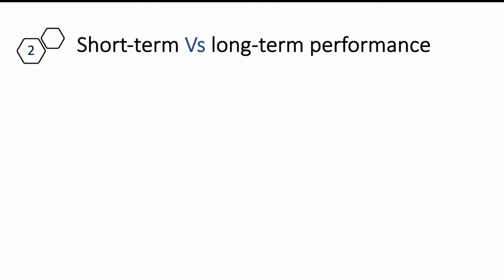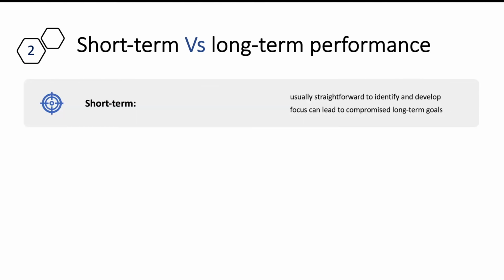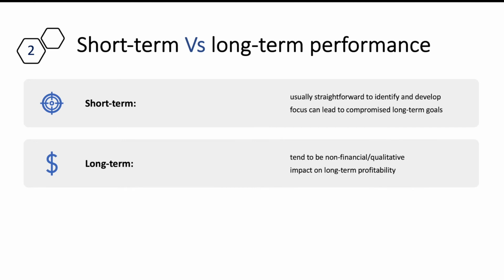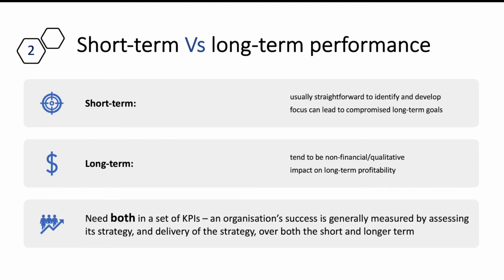Now the second was short-term versus long-term performance. Short-term, as we know, is usually straightforward to identify and develop, but the focus can lead to compromised long-term goals. It doesn't include the long-term goals, definitely, it's short-term. And the long-term tends to be non-financial, qualitative, with an impact on long-term profitability. But definitely what we will be using is both in a set of KPIs. An organization's success is generally made by assessing its strategy and delivery of the strategy over both the short and long term.